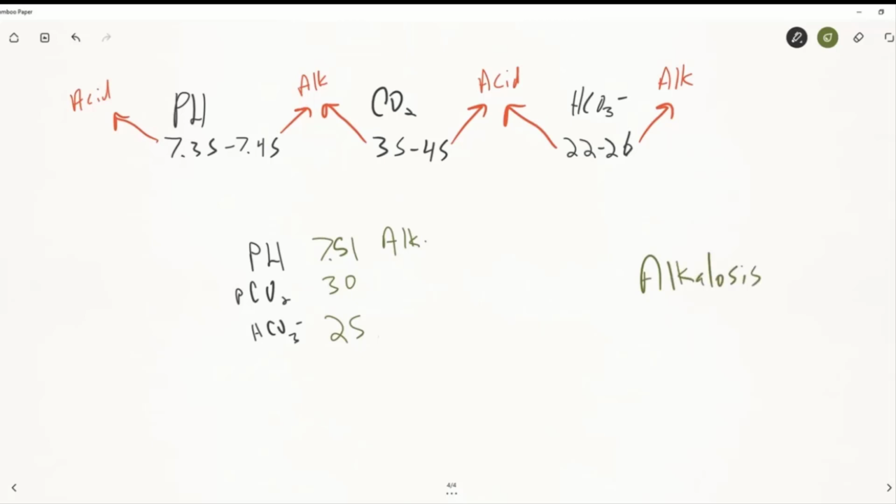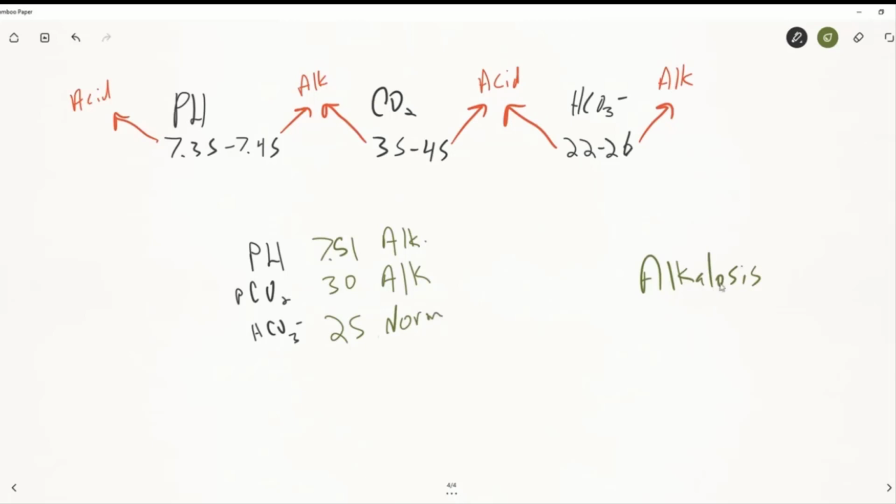But that's not everything we need to do. Next, we're going to look at the PCO2 and the bicarb. The PCO2, 30. Well, that's below 35, so follow our arrow. That says alkaline. Go down to our bicarb, which says 25. Where's that? Well, that's right here in the middle. So it's normal. It's not on either side.